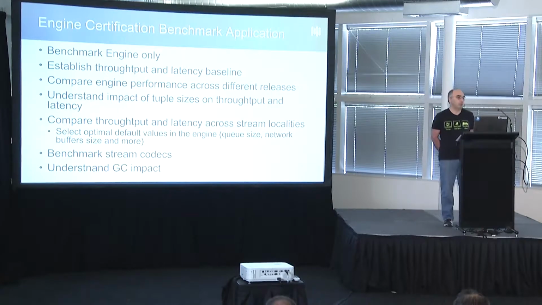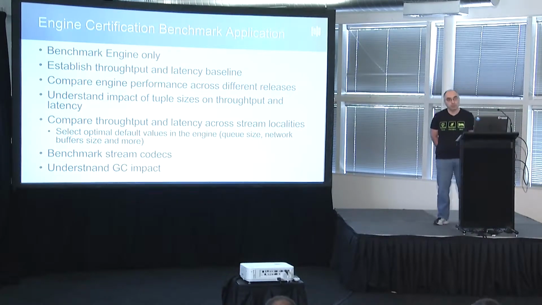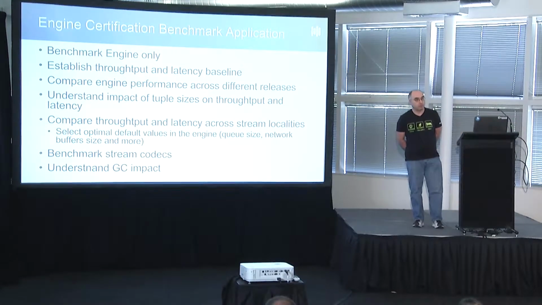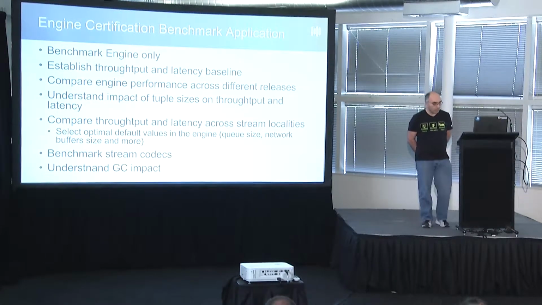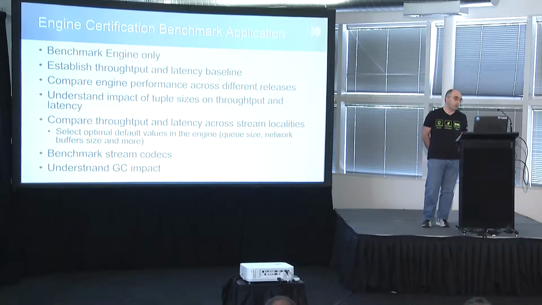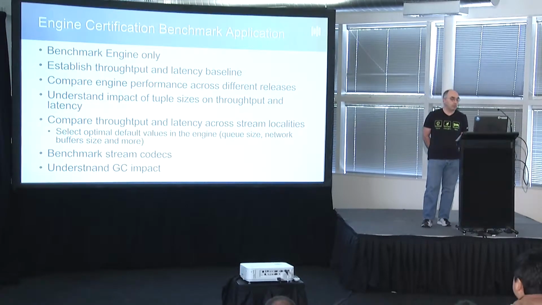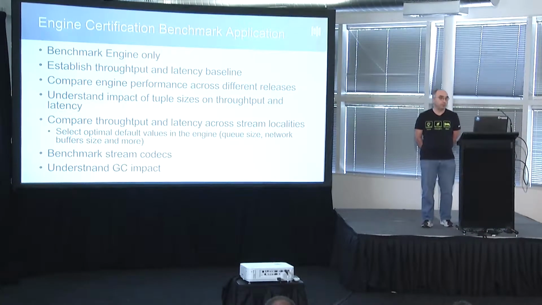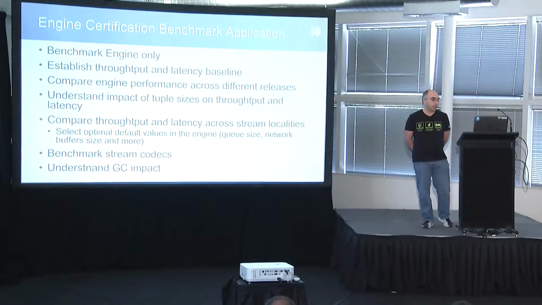It is important so that we can compare throughput and latency across various releases, to see how the size of a tuple impacts throughput and how it impacts latency, to compare the impact of various stream localities that Apex supports on throughput, and also how we can select various default parameters and attributes in Apache Apex.